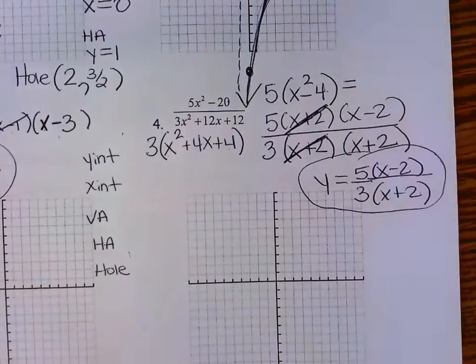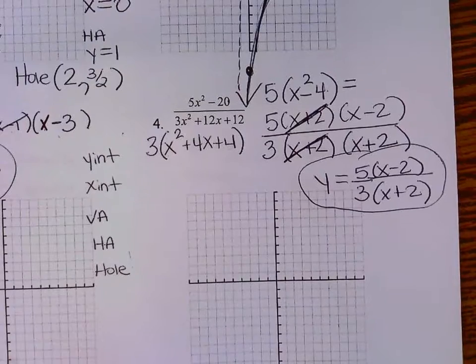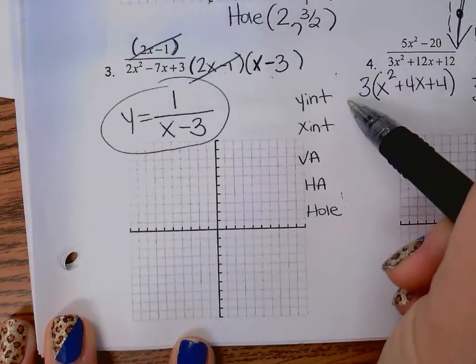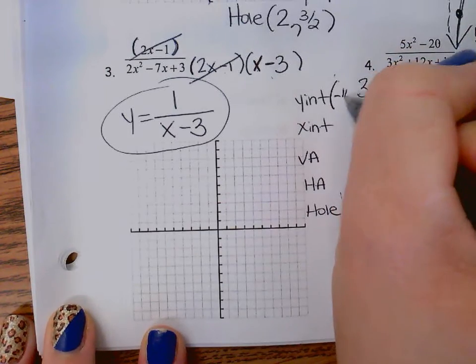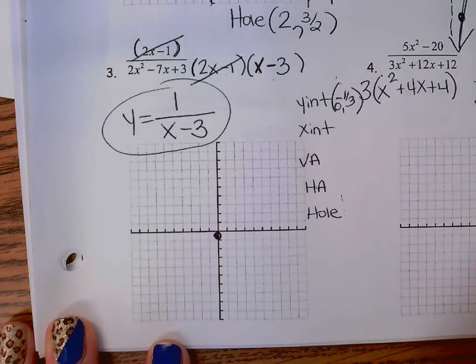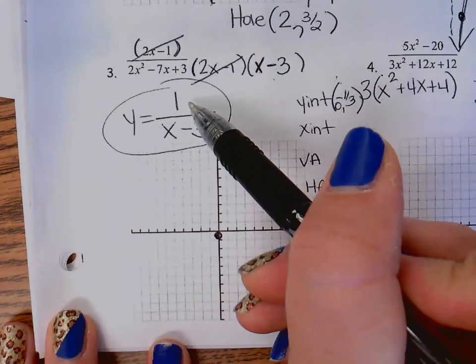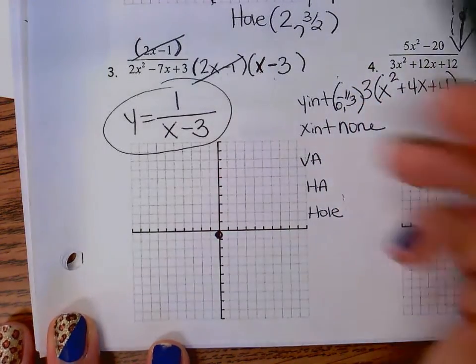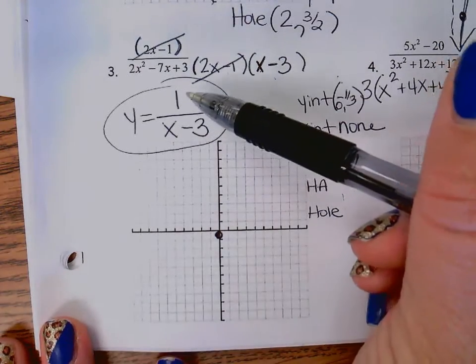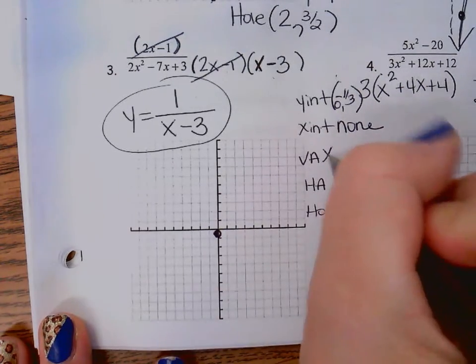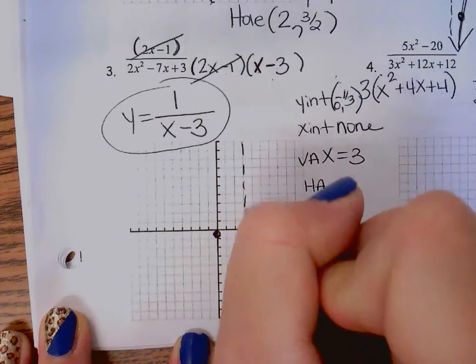I would leave it in factored form because it's going to be easier to do your x-intercepts and your vertical asymptotes. Yep. The more you practice, the better you're going to get at this. I know it's hard. When I plug in 0, I get negative 1/3. So 0, comma, negative 1/3. My x-intercept, I can never make that numerator 0, so there is no x-intercept. Denominator, so see how I plug in 0, I look at my numerator by itself, then I look at my denominator by itself. So that will be when x equals 3, vertical asymptote.